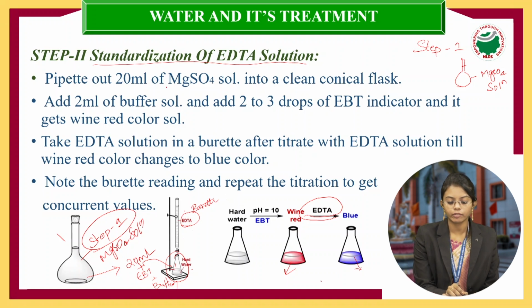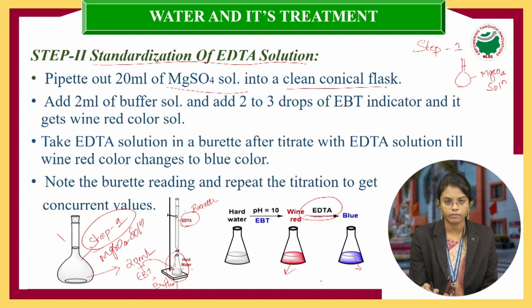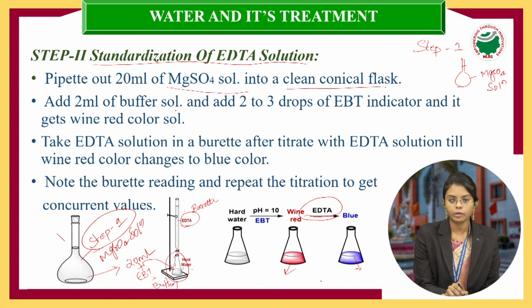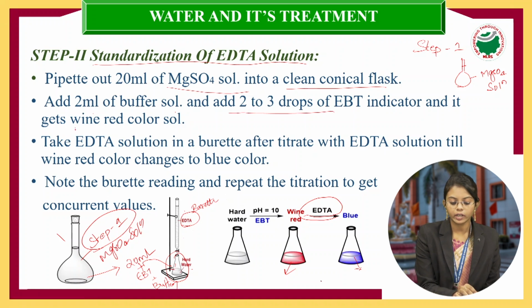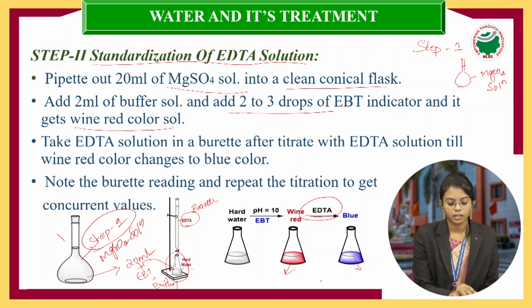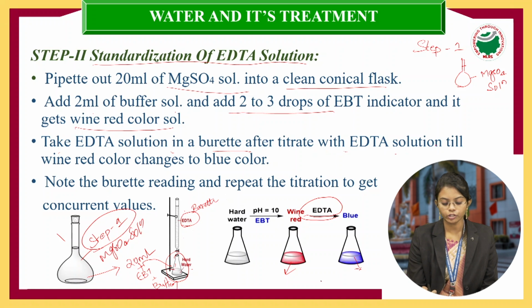So pipette out 20 ml of MgSO4 solution into a clean conical flask. Add 2 ml of buffer solution and 2 to 3 drops of EBT indicator. So it gets into wine red color. Take EDTA solution in a burette. After titration with the EDTA solution, it will turn the wine red color into blue color. Now you can stop the titration and note the titer values. This is your step 2. Now from here you are going to calculate the M2, that is the molarity of EDTA.